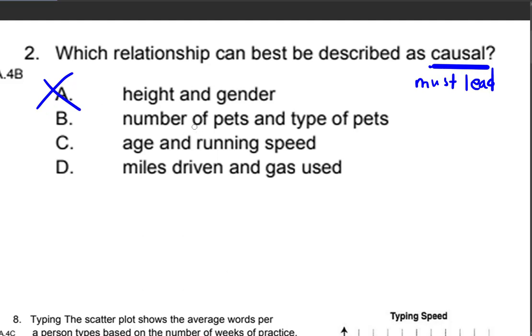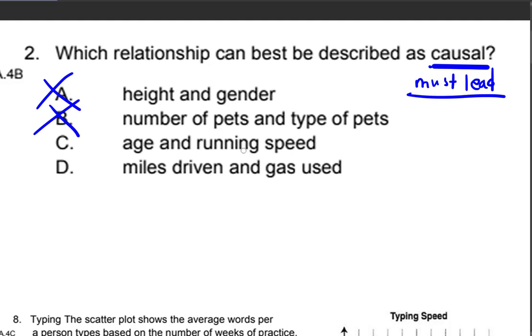Number of pets and type of pets. If you have a certain type of pet, like let's say cats, yes, you do tend to have more cats than you would if you had dogs, per se. But does it must lead to that? If you have cats, will you suddenly decide to have a bazillion of them? No, the answer is no. So it doesn't definitely lead to that.